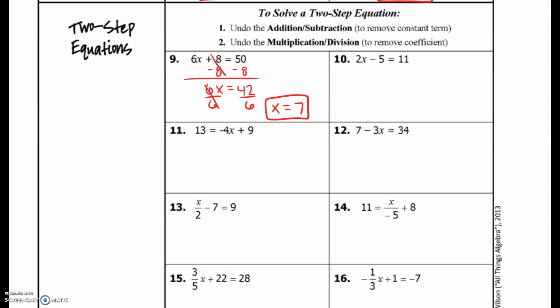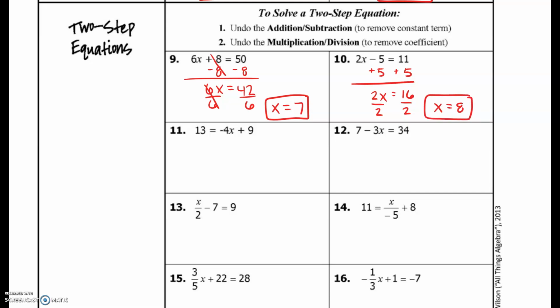In number 10, in order to get x all by itself, we will add 5. 11 plus 5 is 16. In order to get rid of multiplying by 2, we will divide both sides by 2, and x will equal 8.